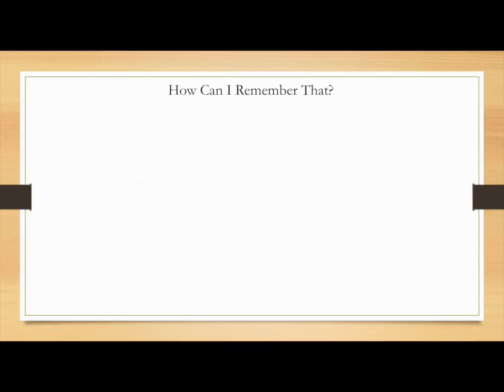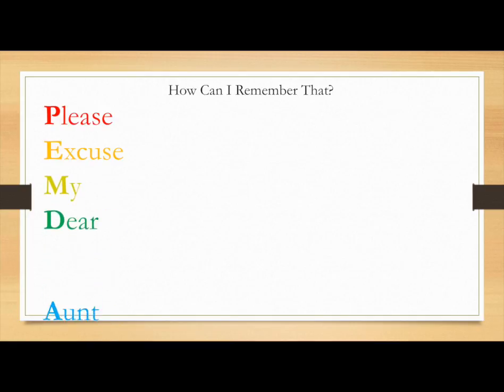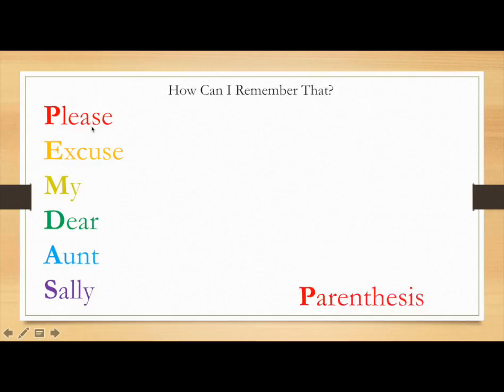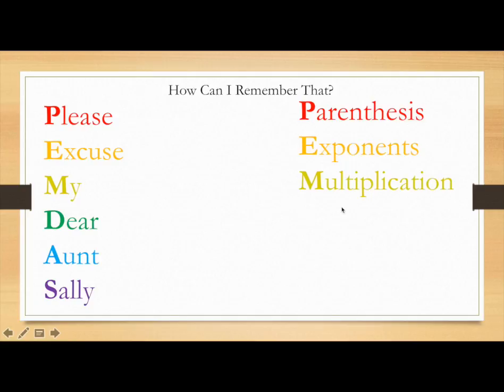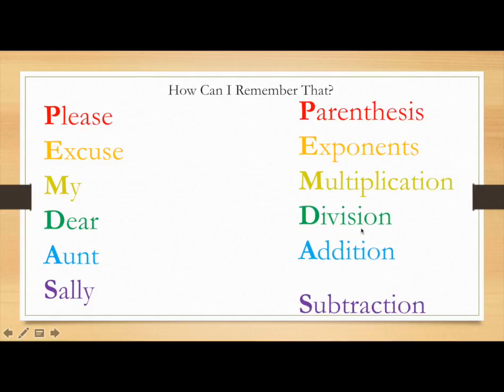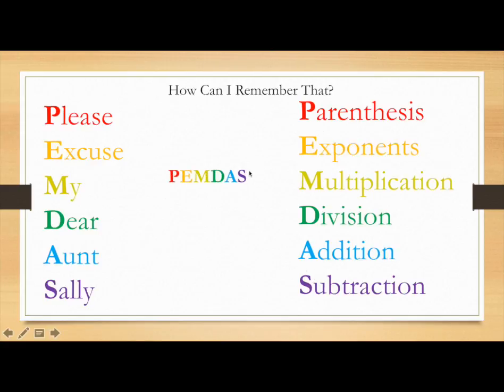Now you might want a way to remember the order. Here's a mnemonic device to help. Please excuse my dear Aunt Sally. The start letter of each word in the saying corresponds to the first letter of the specific operation. Please, parentheses; excuse, exponents; my, multiplication; dear, division; aunt, addition; Sally, subtraction. Or you can just simply remember the letters themselves, PEMDAS.